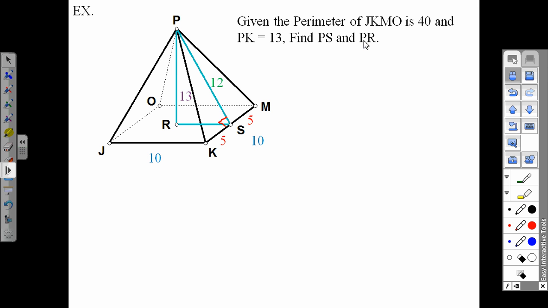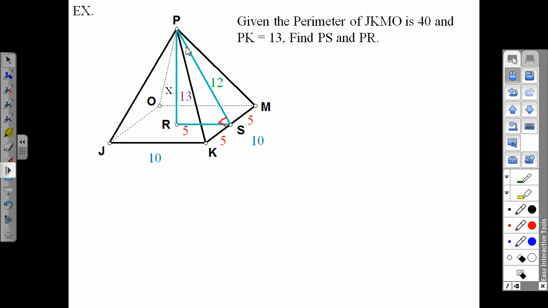Now, the next thing we have to do is figure out what PR is. Well, PR is right here. So we're going to be dealing with this triangle that I have highlighted in blue. It's also a right triangle. This right here is a right angle. And what you have to also remember is that this is the center. So this length is going to be half of this entire side. So this length is also 5 units. Let's go ahead and call PR x. So now we have x, 5, and 12 to solve.